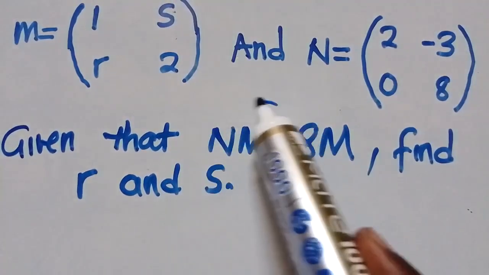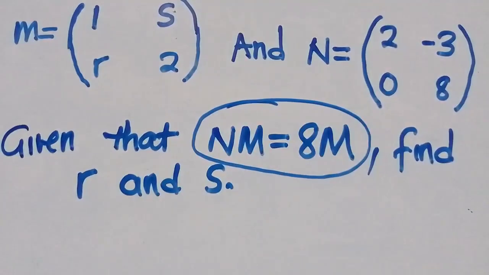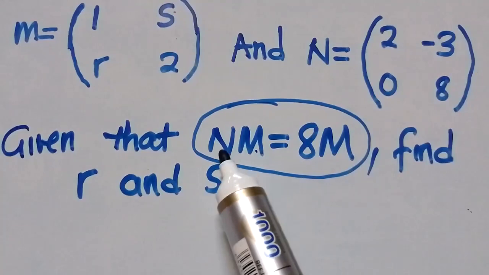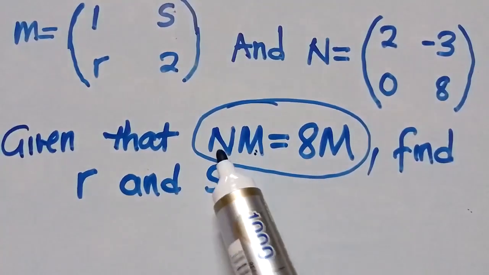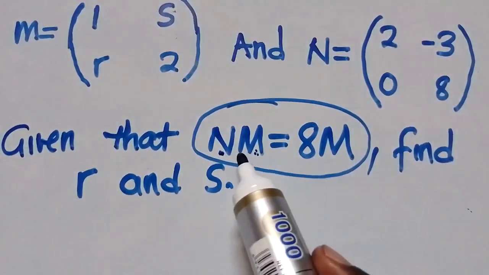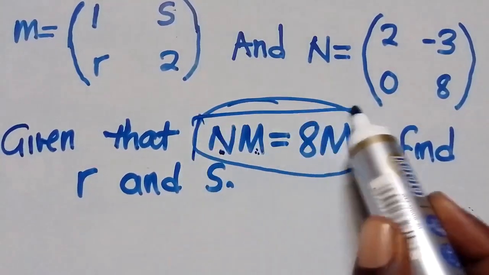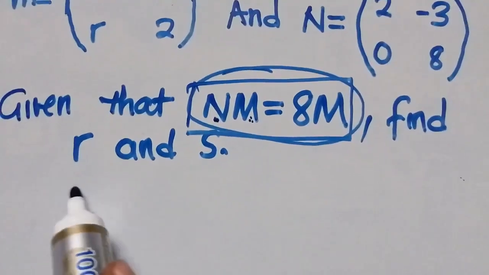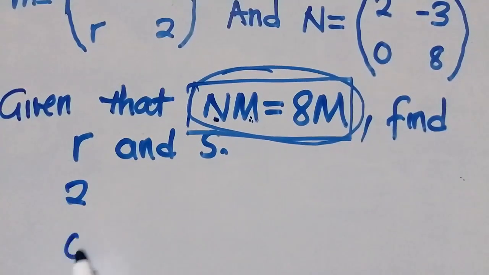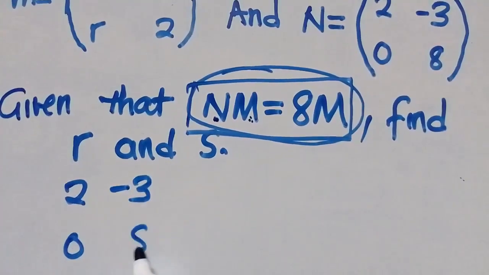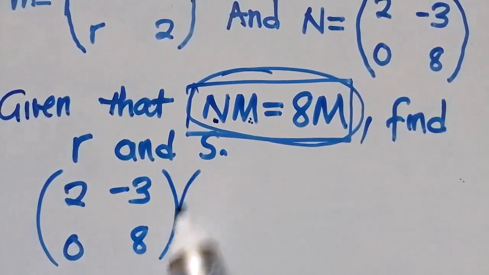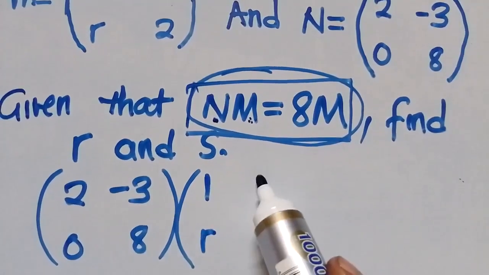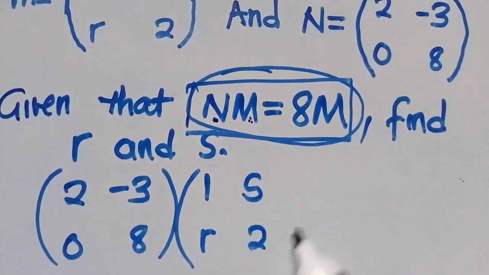So the data is coming from here. This is where everything starts from. First you need to have nm. What is your n? You write this expression first. This is your n: 2, 0, negative 3, 8. Then you also do that. What is your M? 1, r, s, 2.